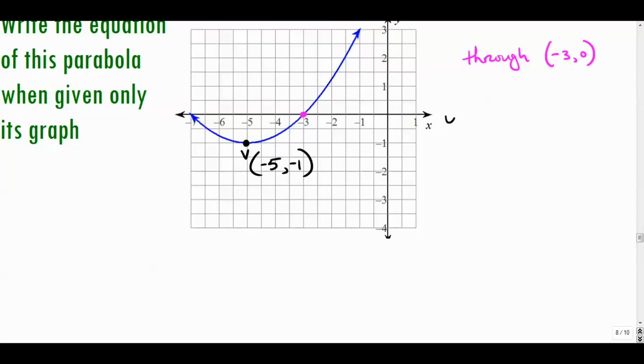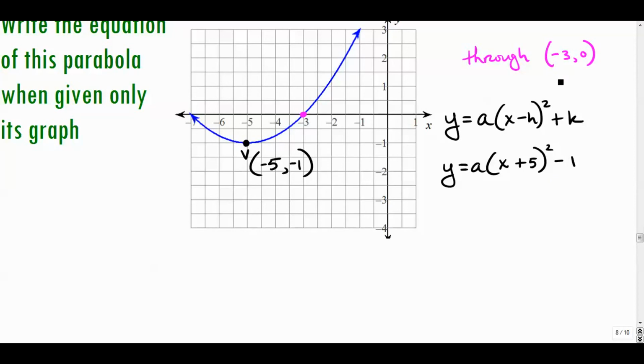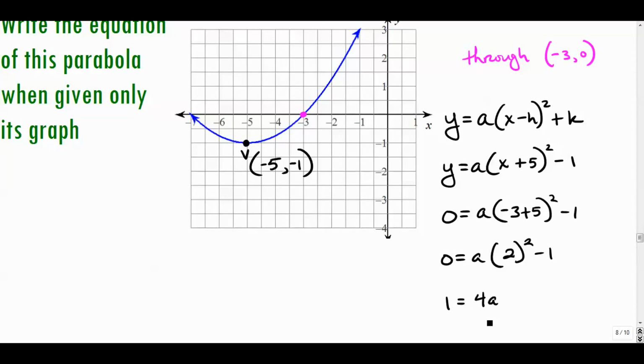So let's set up our vertex form, which is y is equal to a times x minus h quantity squared plus k. The vertex we already said is -5, comma -1, so that's +5 and -1. And the x and the y we're going to take from the point that we saw that the actual parabola goes through. Our task here is to find the a value. So we're calculating the a value, and we're just going to solve for a. This is 2 squared minus 1, so we're going to move the 1 over. So a is equal to 1 over 4.